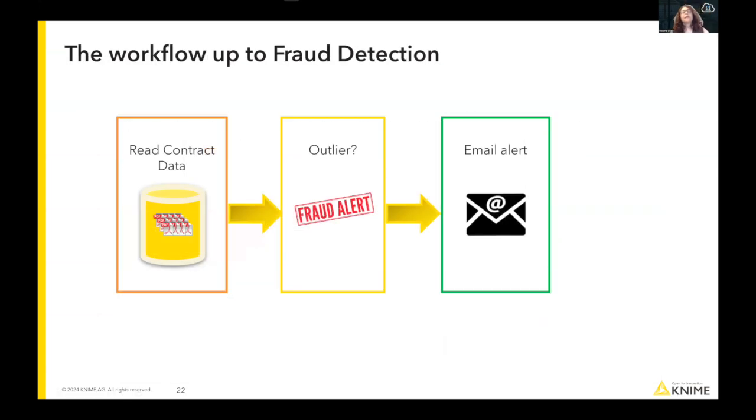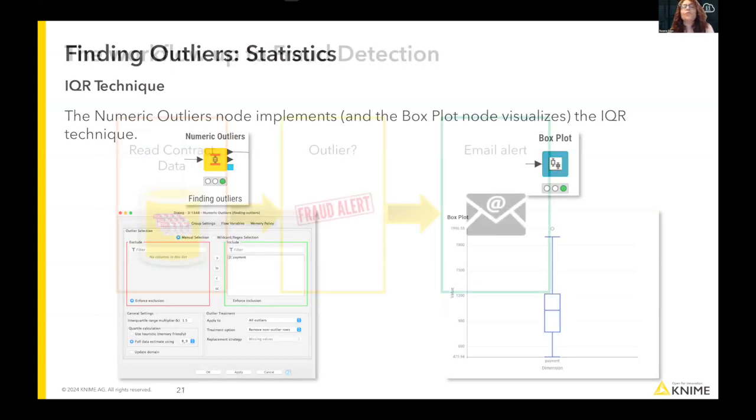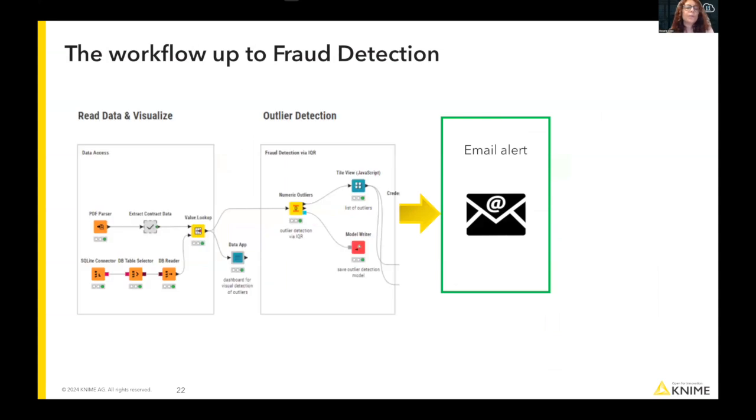Again, what I want to do is read the contract data, and then apply this numeric outliers node to find the outliers, and later we will worry about the email. So this is the workflow so far. I use the PDF parser node to read my contracts. I extract the contract data, especially the payment, the amount of money that was paid. Then in the database, I look for my customer because I want to know the language in which the customer wanted his communication. And then I merge these two values together. So I'm going to have on one side all the data of the contract, and on the other side all the data of our customer.